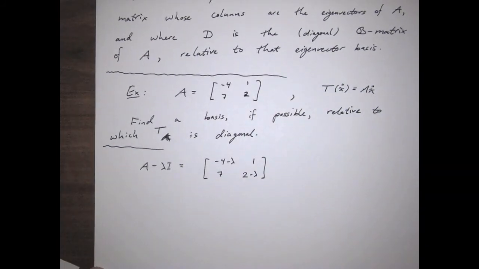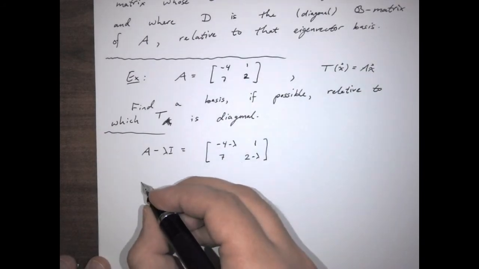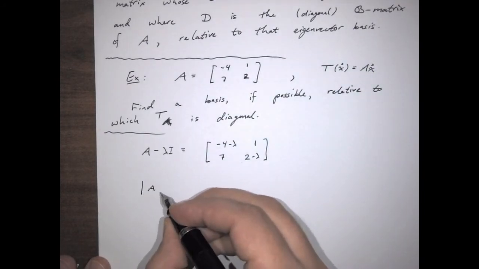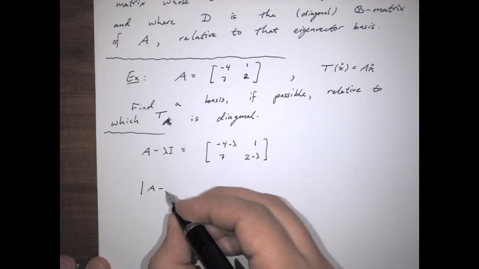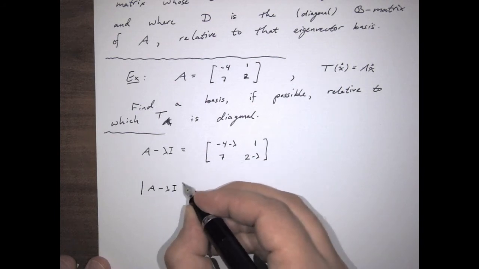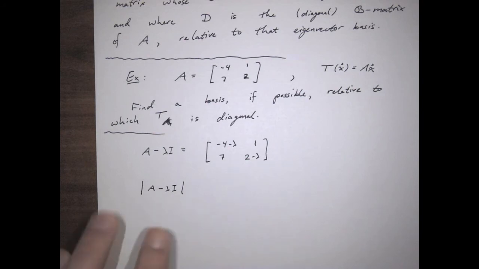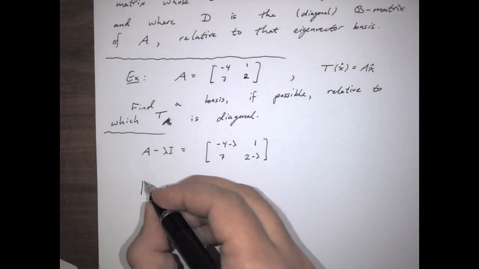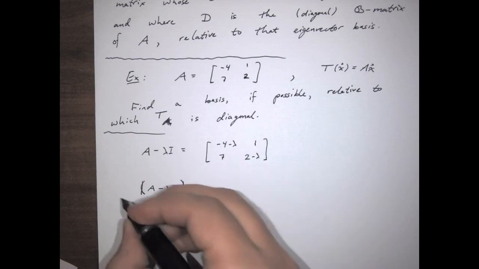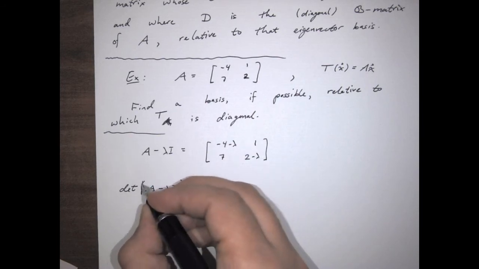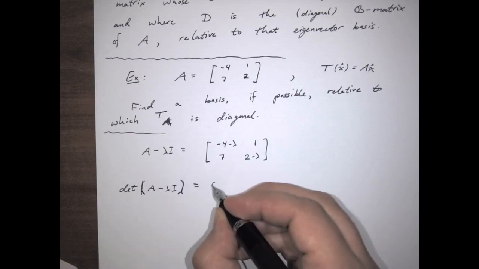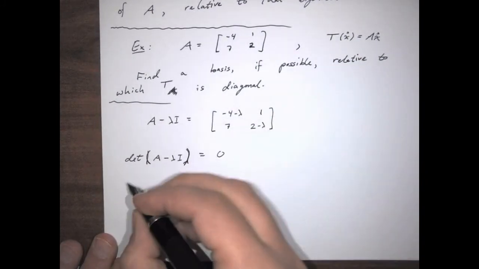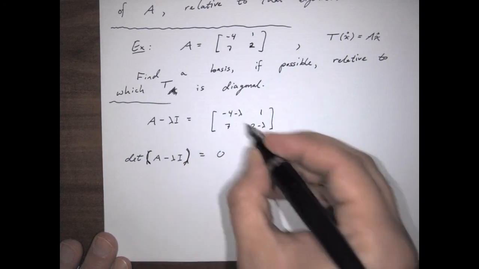Alright, now the characteristic polynomial is what we get by taking the determinant of that, which you can write as det, or you can just write it with the absolute value bars. I guess I'll write det. And we'll set that equal to 0. That makes it the characteristic equation. And now we actually will multiply this all out.